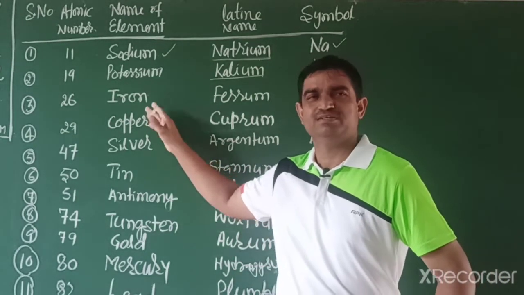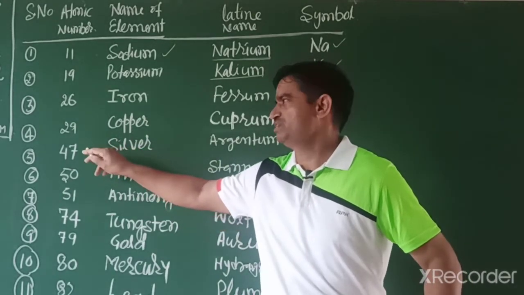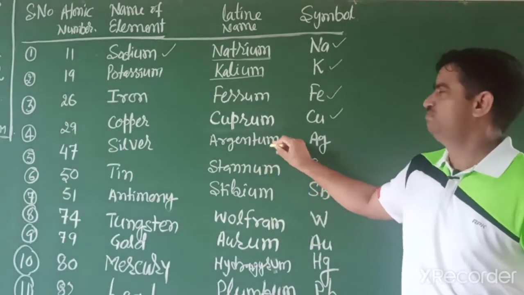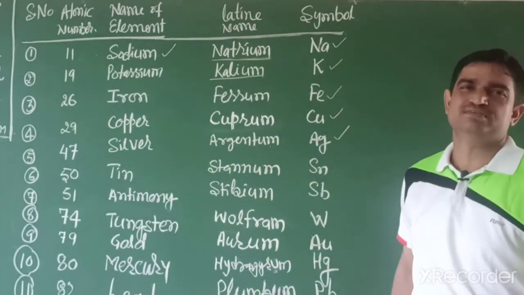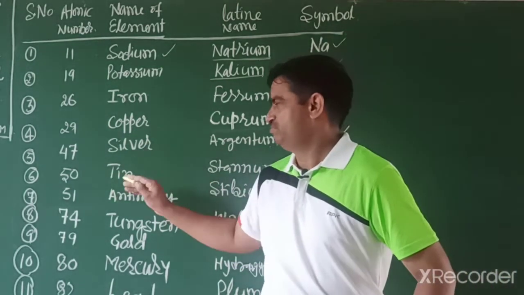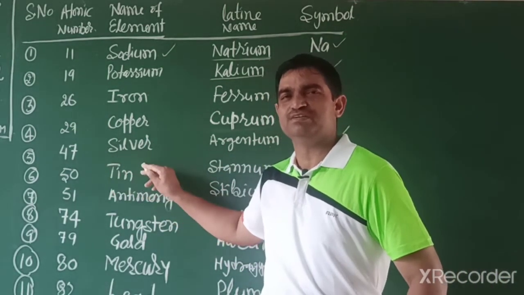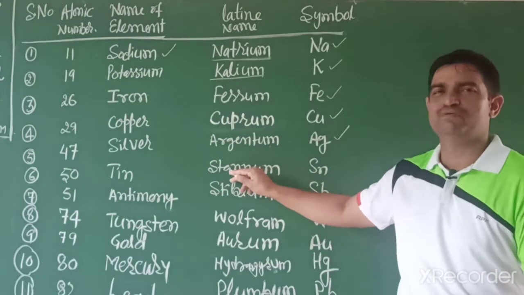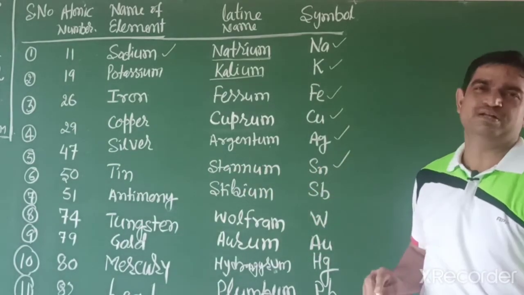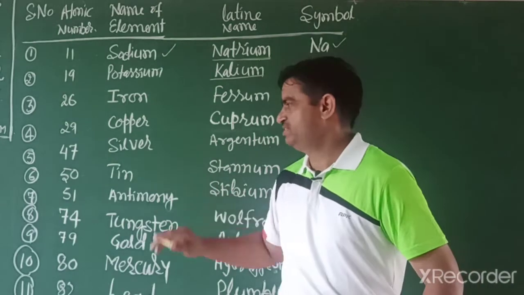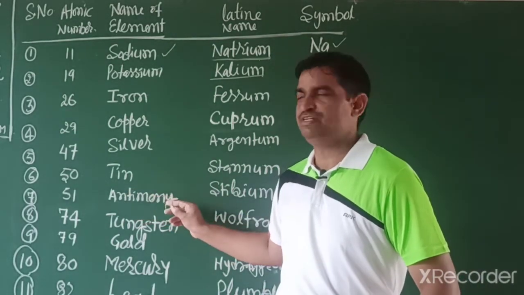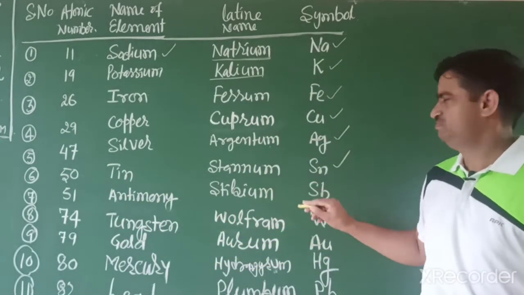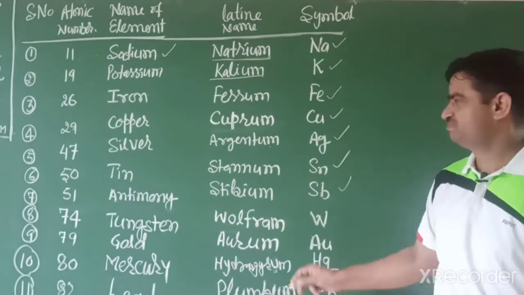After copper, a new element, silver, atomic number 47. Its Latin name is argentum and the symbol is Ag. Ag means argentum. After silver, the next element is tin, atomic number 50, and its Latin name is stannum, symbol Sn. After tin, the next element is antimony, atomic number 51, Latin name stibium, symbol Sb.